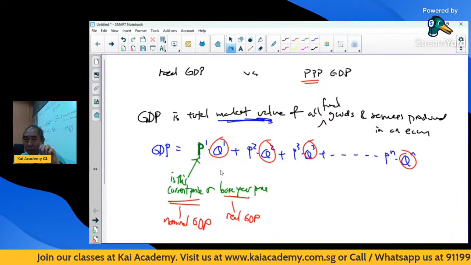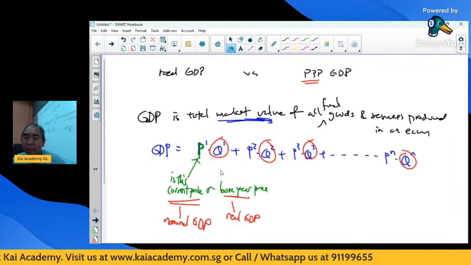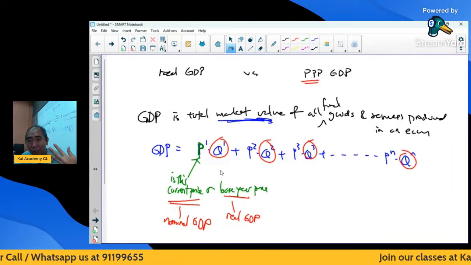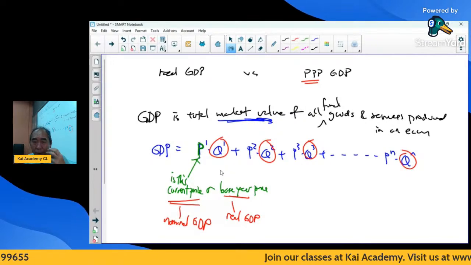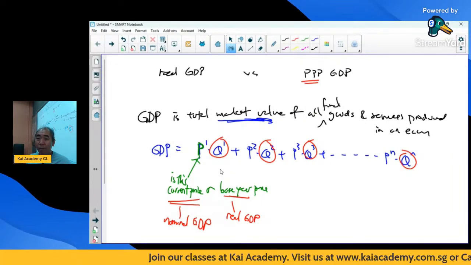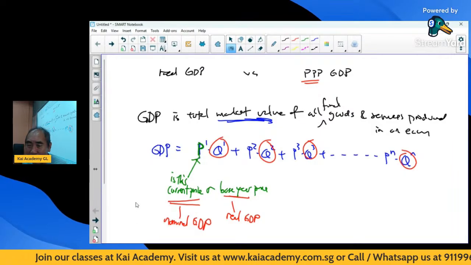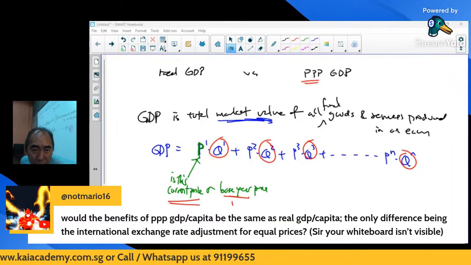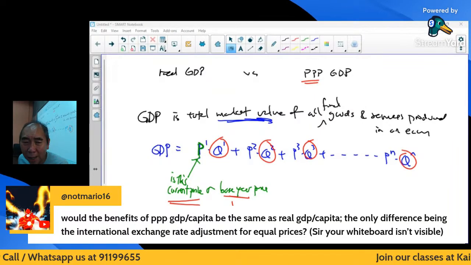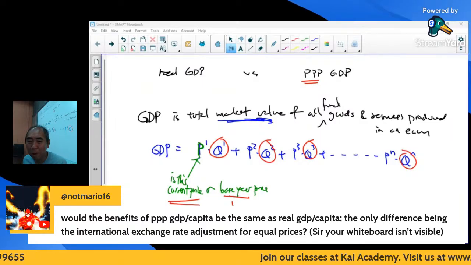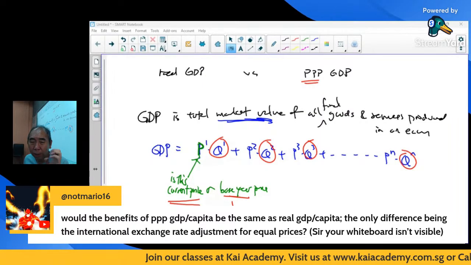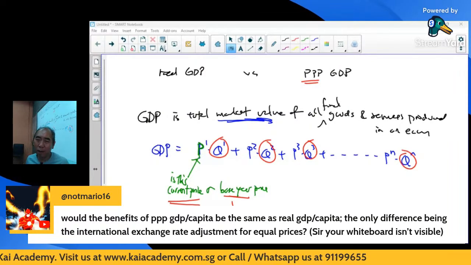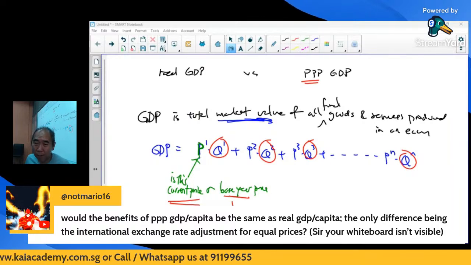Whereas between countries is this year and this year, different countries. We don't assume prices are the same for PPP. We assume prices aren't the same and we take into account the difference. So PPP actually recognizes that prices are different and we adjust. Okay, so the term you wrote here, not Mario, exchange rate adjustment for equal prices, PPP is actually an adjustment for unequal prices. PPP takes into account that the prices are different. But real accounts for price differences by ignoring the changes in prices over time.